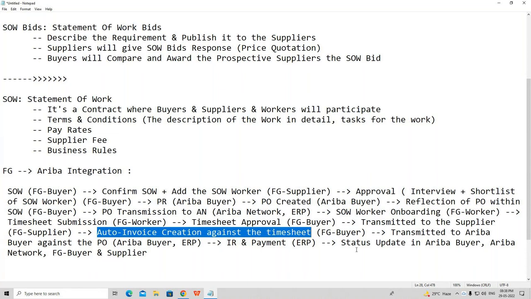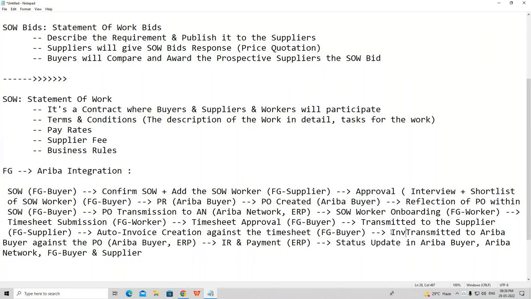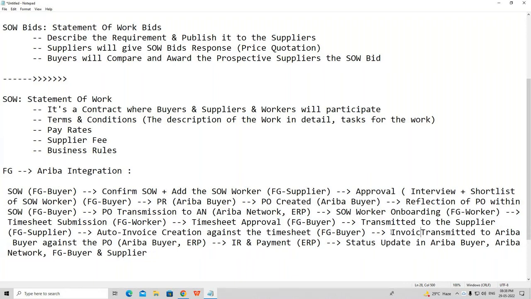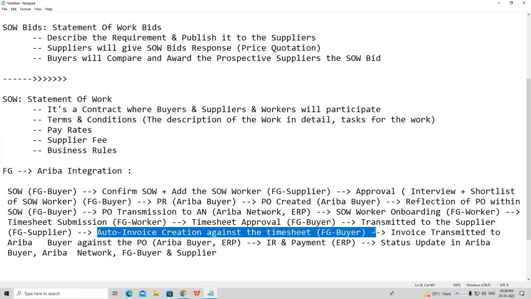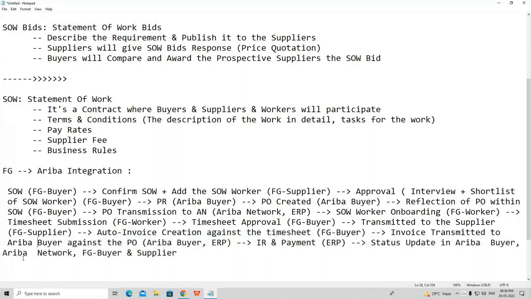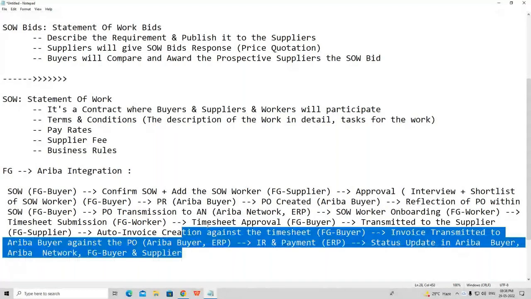Similarly, this invoice, I think I have to write this thing. This invoice is getting created in Fieldglass buyer. It is transmitted to Ariba buyer as well as the ERP as what? As a read-only document. You cannot do the approval against the invoice in S4. Why? Because the invoice is in read-only mode. It's a destination system, it's not the origin system. Where is the origin system? Auto invoice creation against the approved timesheet in Fieldglass.